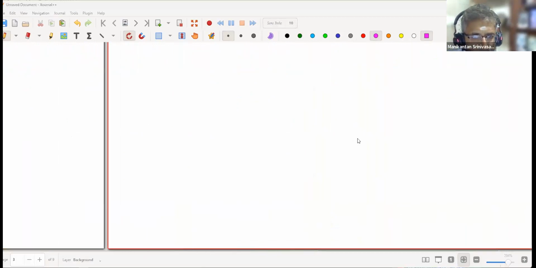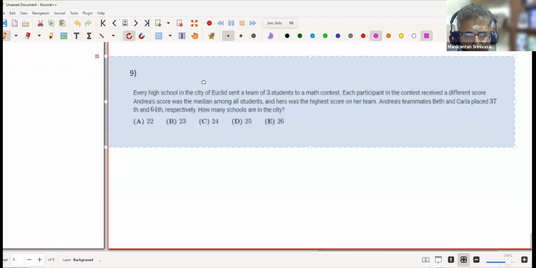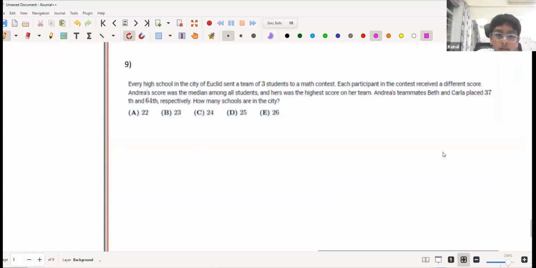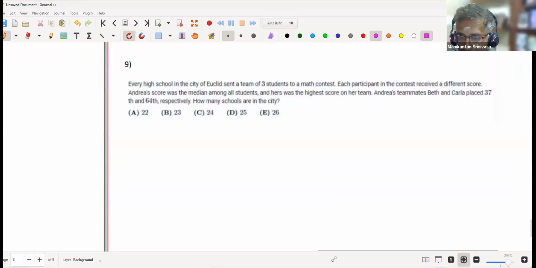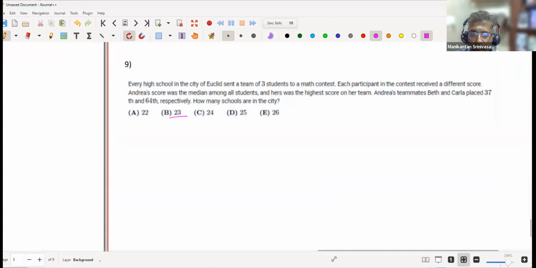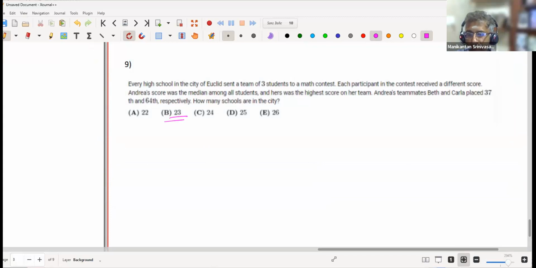Question 9. Question 9 should have been a fairly easy one, right? Kunal, did you do this or do you have exams? So I didn't do this one. Okay. Anyone? Ananya, what about you? So I couldn't do this one. Okay. Sharma, what about you? I got 23. Okay. Anyone else? Arya? I also got 23. Okay, 23 as well.